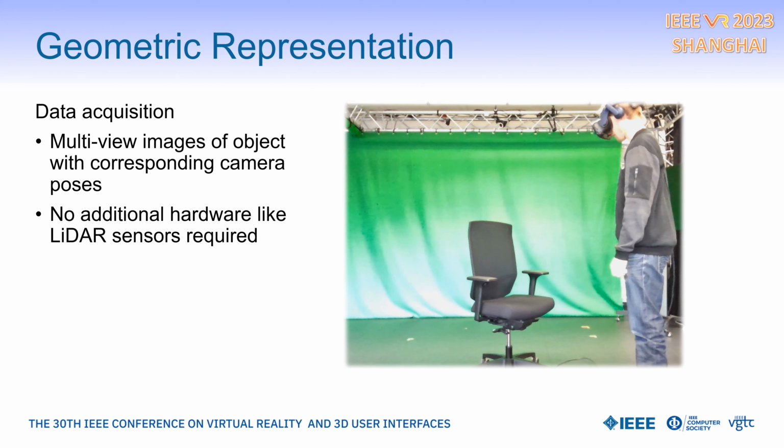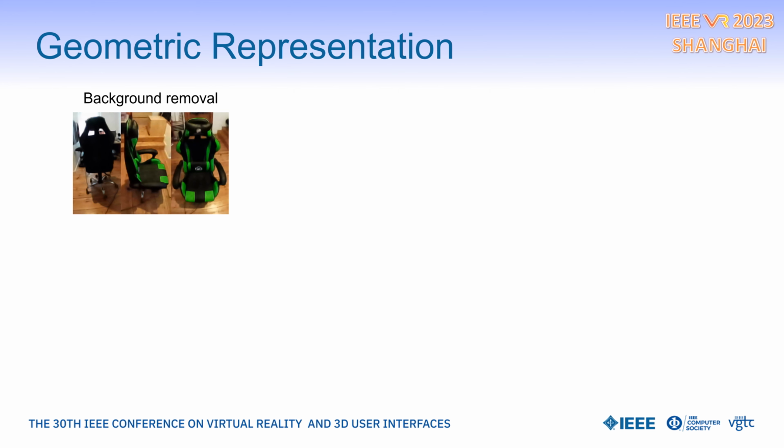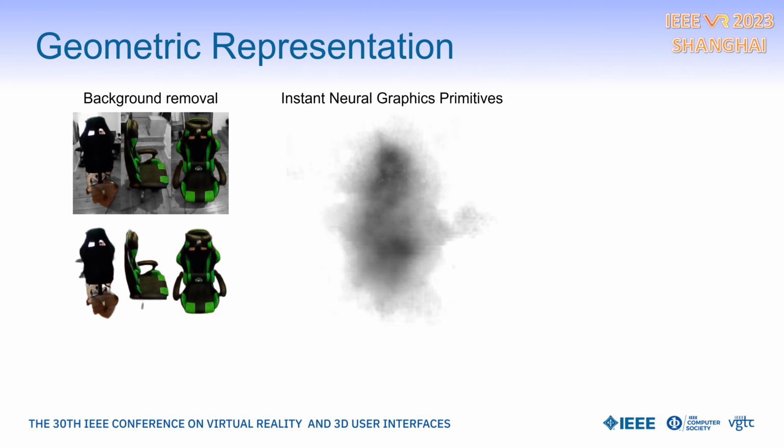If a multi-view recording is not possible, for example due to movement restrictions of the user, the alternative retrieval approach should be considered, which only requires a single query image. To improve the quality of the reconstruction results, we apply a pre-trained U-squared-Net model for salient object detection to remove the background of the input images. Then we train a NeRF model using the instant neural graphics primitives technique and the marching cubes algorithm to generate a mesh in a matter of seconds.